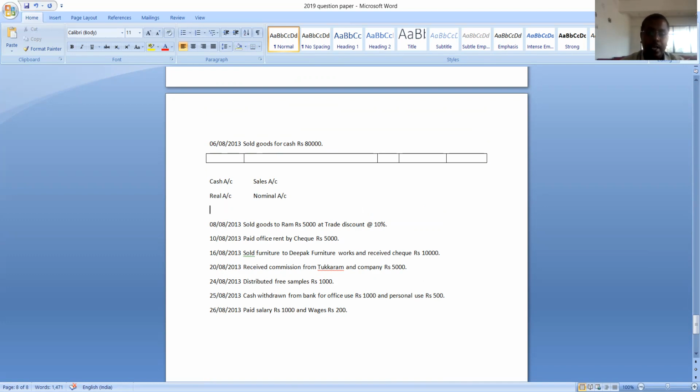Here, sold goods for cash. It means cash is coming into the business. So which account should be debited? Cash account should be debited. So write down the date. It is 6th of August 2013.